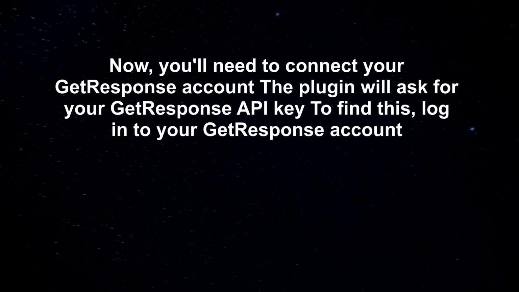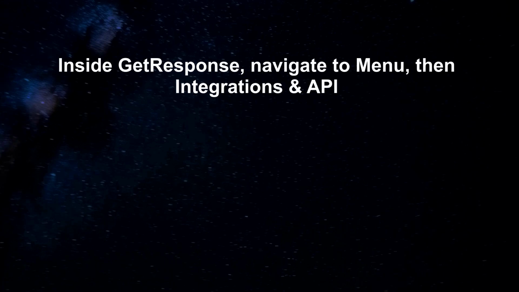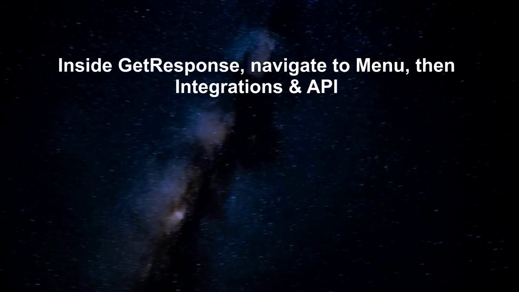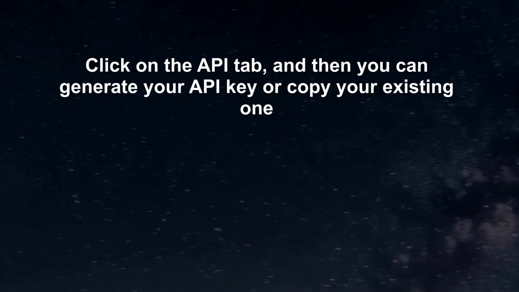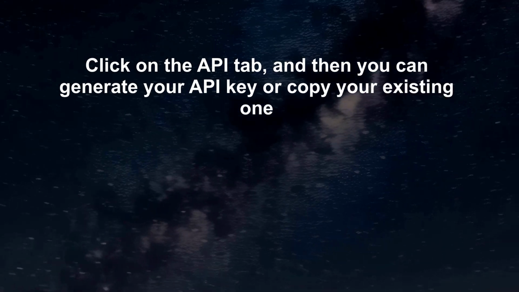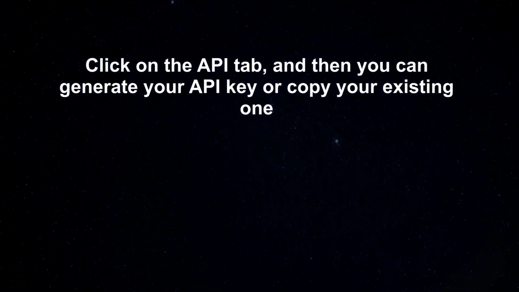To find this, log into your GetResponse account. Inside GetResponse, navigate to Menu, then Integrations and API. Click on the API tab, and then you can generate your API key or copy your existing one.